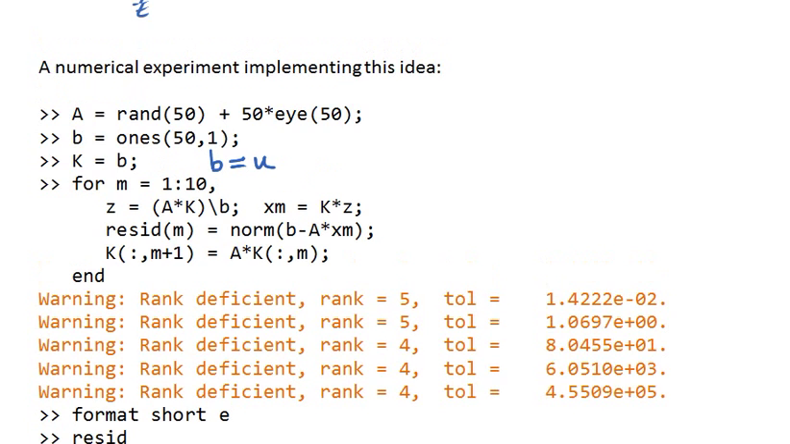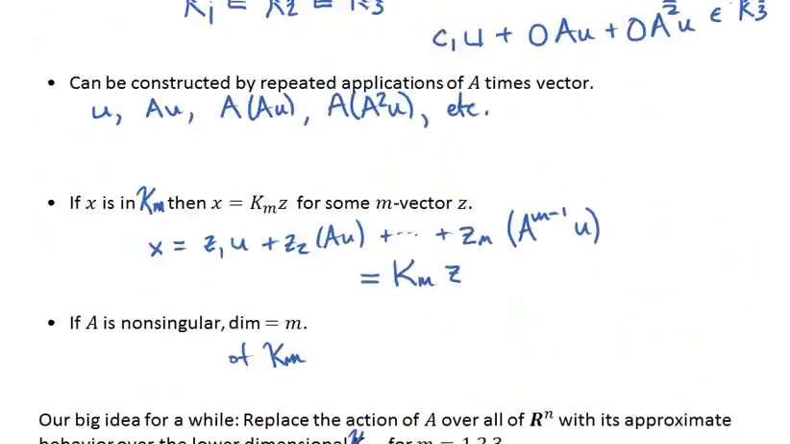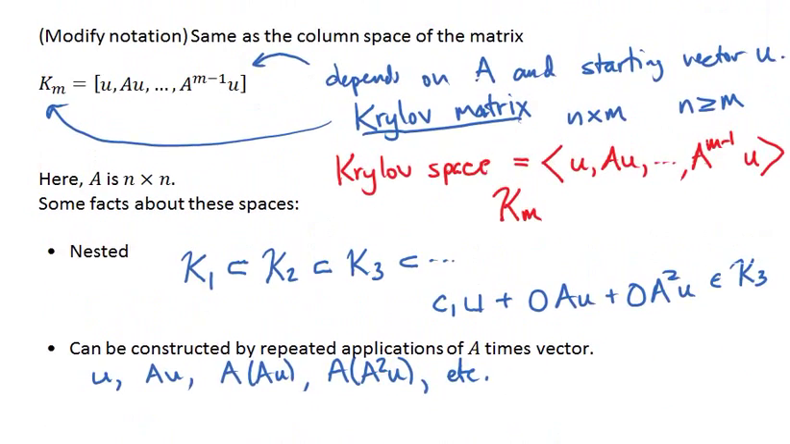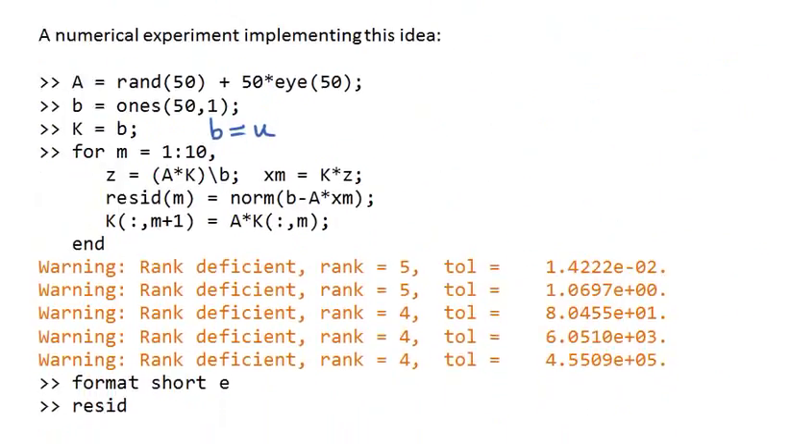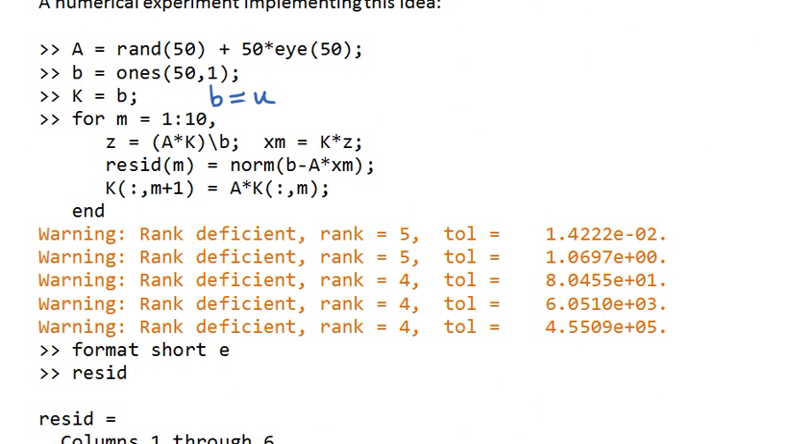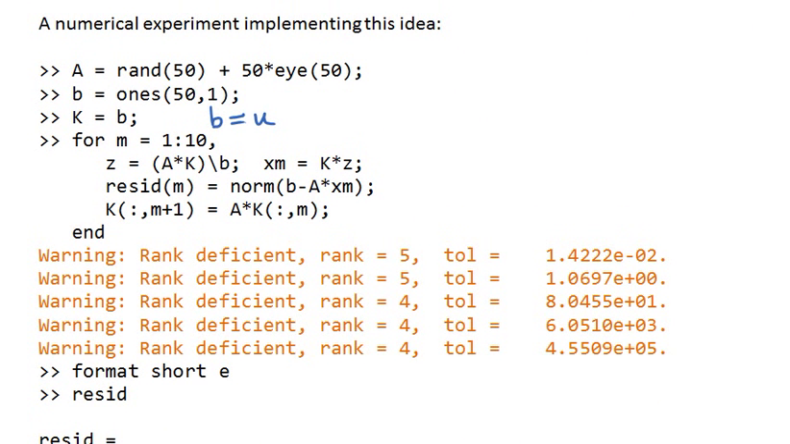Remember the Krylov matrix, right? The Krylov matrix is seeded by this vector u, and then depends on the matrix A as well. So what we're saying is for u, we're going to use the vector b because we have that vector lying around in our problem. Okay, so at first that one column is the whole Krylov matrix. So we solve the linear least squares problem.